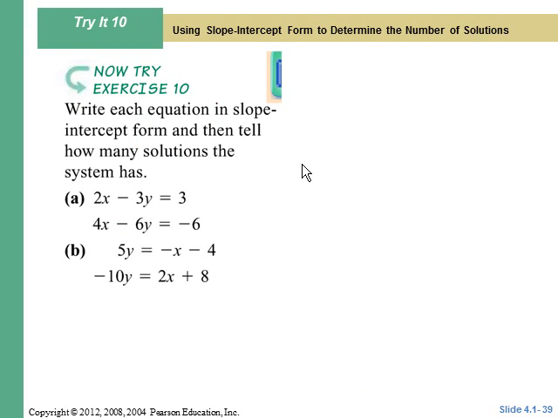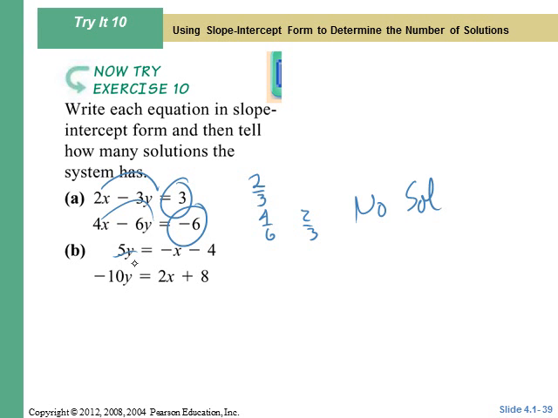Now it says to write them in slope-intercept form to tell how many solutions they have, but let's do it the other way just so that you see that it's true. 2/3 is the slope. 4/6 is the slope, which is 2/3. So they have the same slope, and if you notice, they do have different intercepts, and so there is no solution.